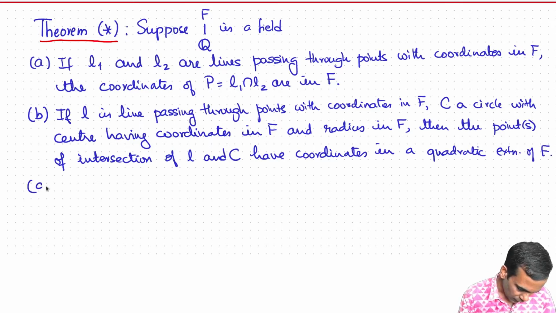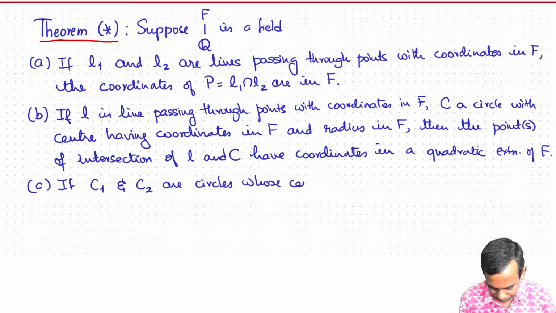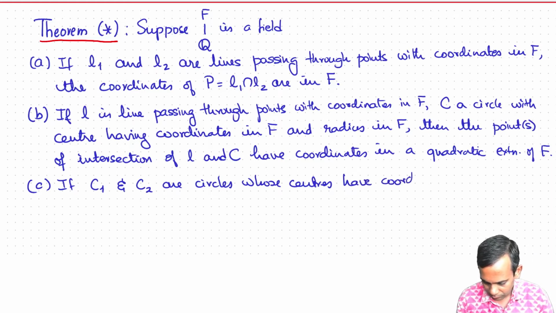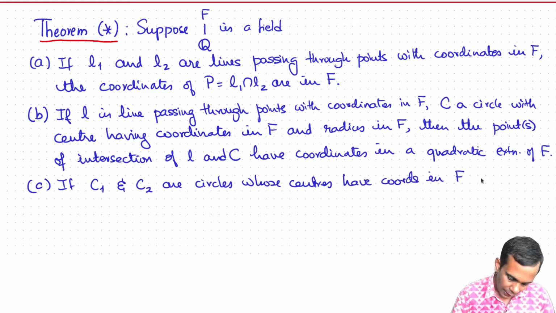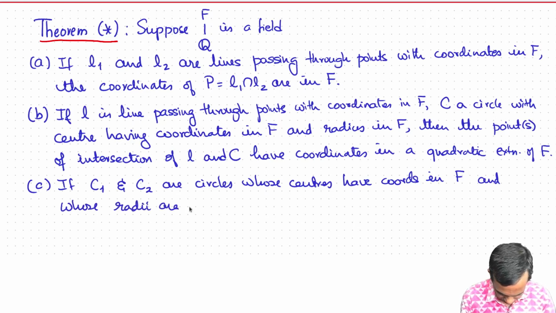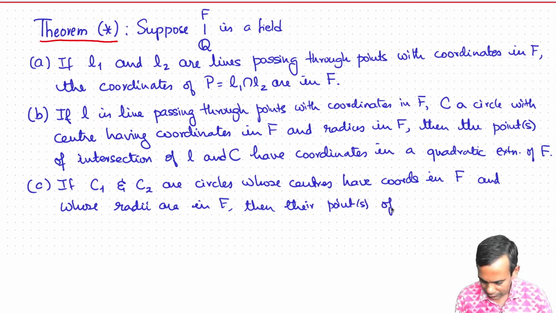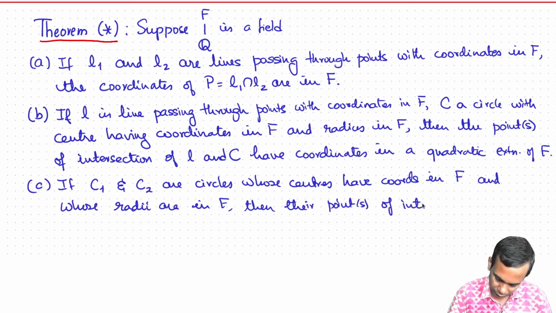And the last case is where you have, if C1 and C2 are circles whose centers have coordinates in F and radii are in F, then their points of intersection, again there could be just one point if they are tangential, lie in a quadratic extension of F.